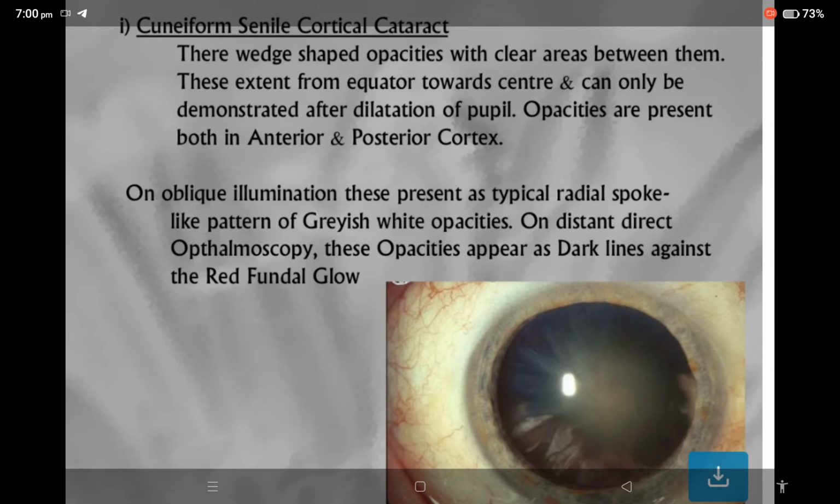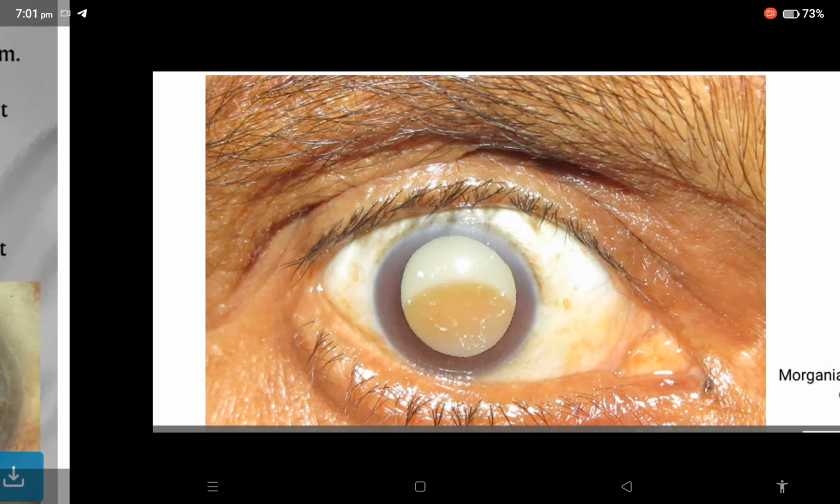On oblique illumination, these present as typical radial spokes. On distant direct ophthalmoscopy, they appear as dark lines against the red fundal glow. So once again I am explaining it. When the patient is going on the road and there are flashes of light at night, the pupil will be fully dilated and he will be able to see the halos. So this is extending from the periphery towards the center.